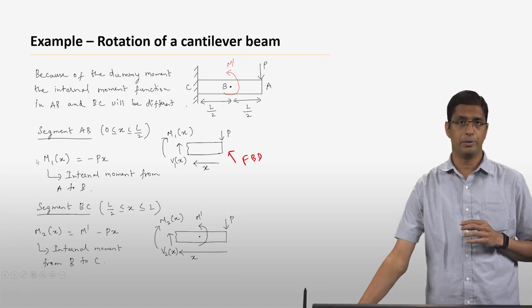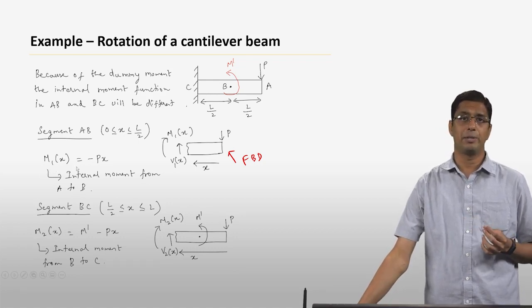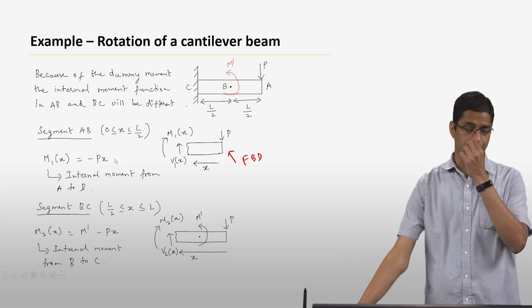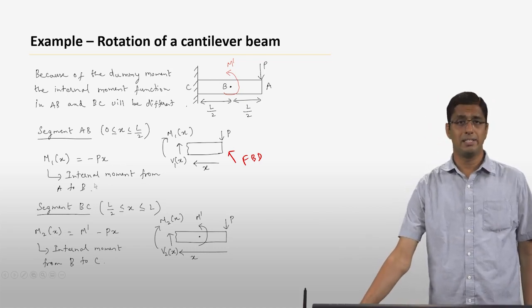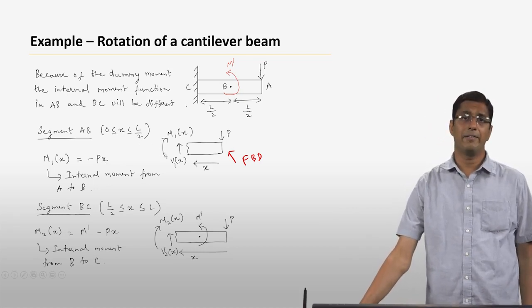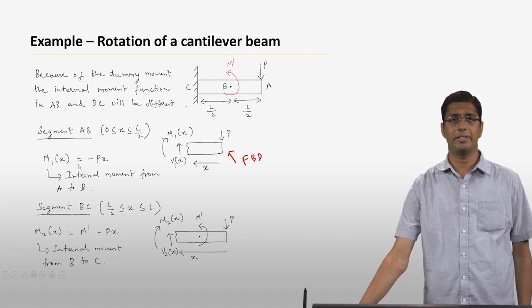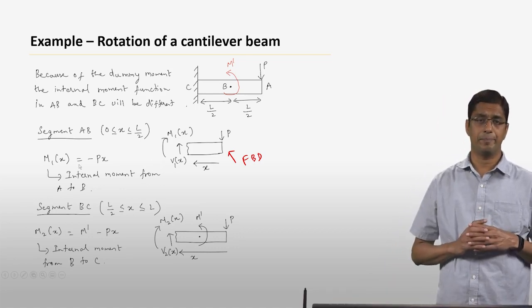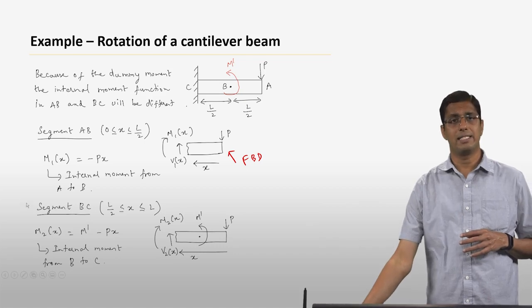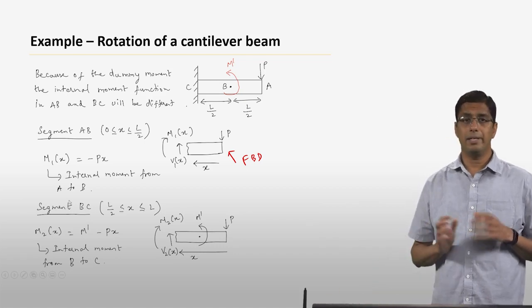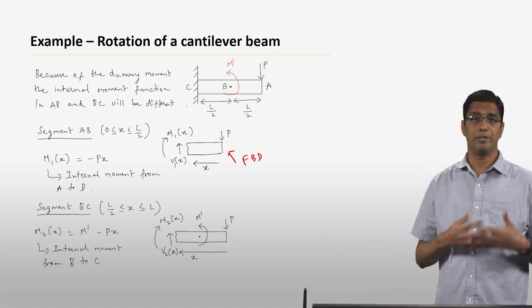So if you write the function, M1 of x is going to be nothing but minus P times x. This is minus P times x because I have assumed the moment to be in the clockwise direction, but actually the moment will be in the counterclockwise direction. So that is the internal moment function between A and B.